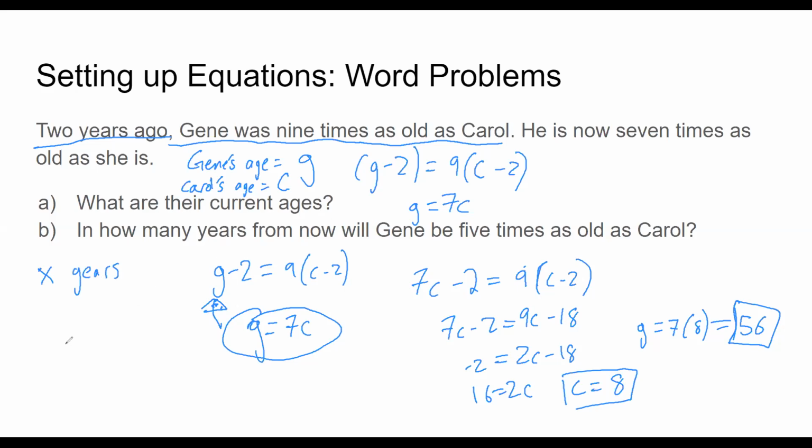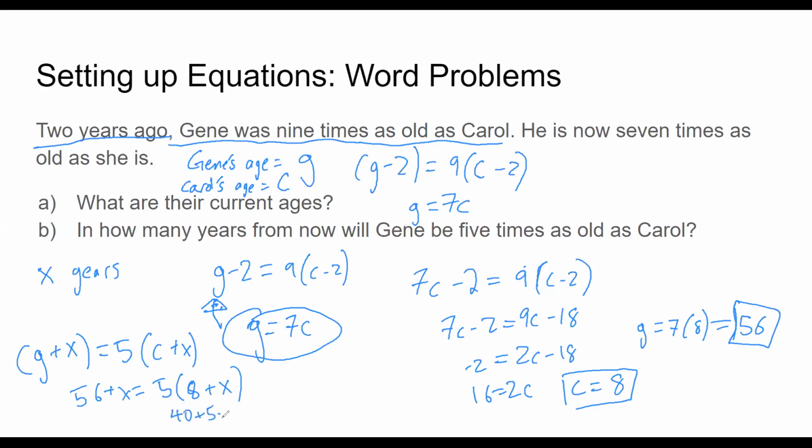So what this equation is saying is in X years, G is going to be G plus X years old, because he's G years old, and then X years later he'll be G plus X years old. And he'll be 5 times as old as Carol, and then Carol is going to be C plus X years old. And then we know the values of C and G already, so we just plug them in here. So we have 56 plus X is equal to 5 times C, which is 8, plus X.